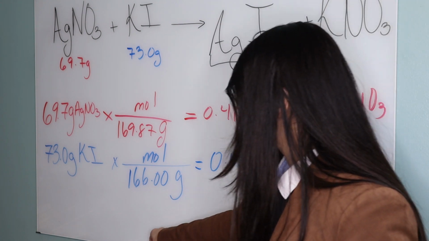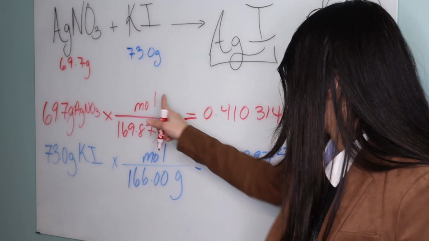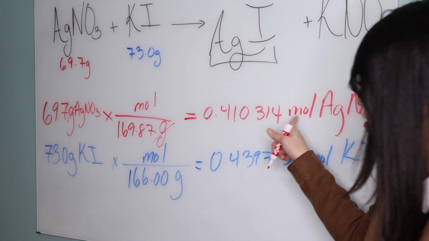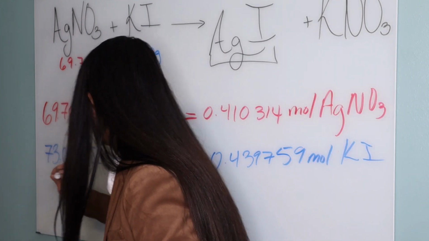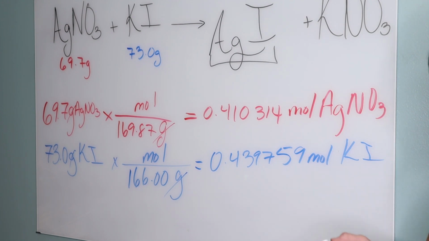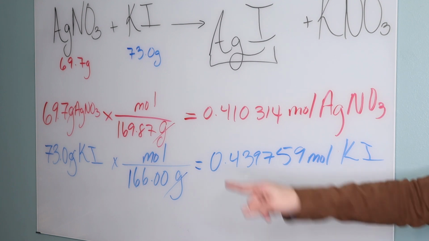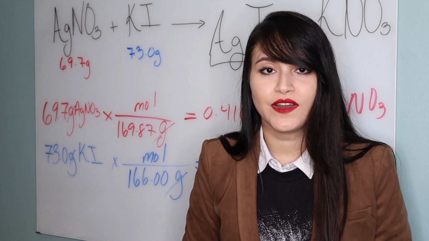And just having a closer look, we've crossed out the grams, moles are our result, same thing here, we cross out the grams, and moles are our result. So you might be tempted to stop right here and say, I have fewer moles of silver nitrate than moles of potassium iodide, and therefore this is going to run out first, and that's going to be my limiting reactant.